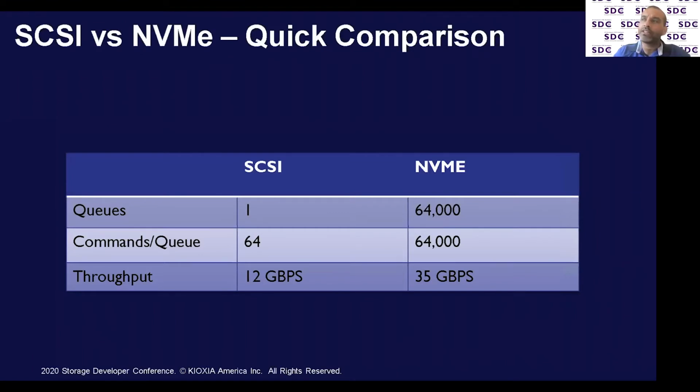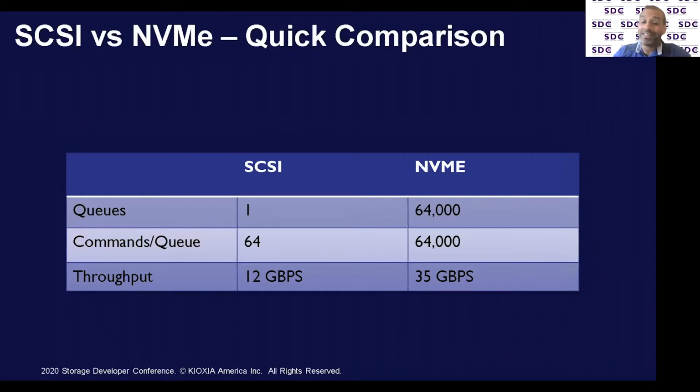SCSI has one queue to carry storage commands. NVMe, on the other side, has 64,000 queues. So if you put one queue for one core in a client, still that's such a large number. That's a lot of queues.